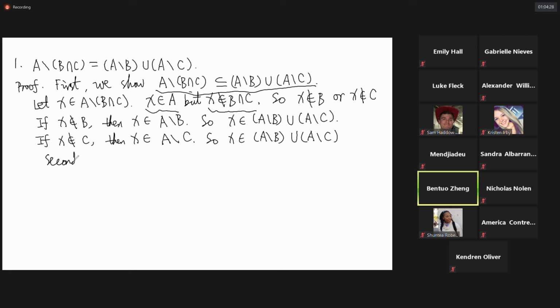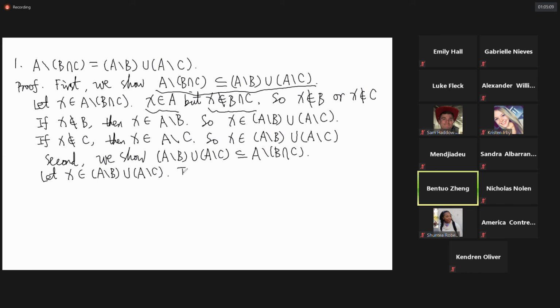Okay, the second step is we show A minus B union A minus C is a subset of A minus B intersect C. Again, we take an arbitrary element X in A minus B union A minus C. By definition, X is in the union means X is in A minus B, or X is in A minus C. So we have two cases, and you have to look at both.